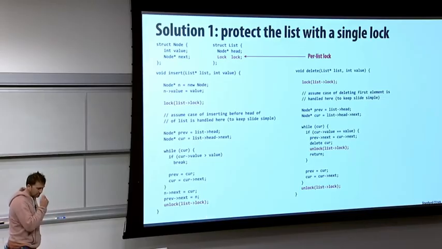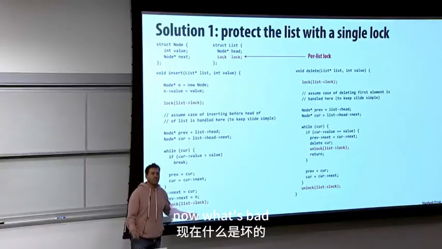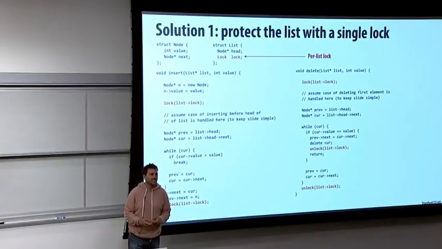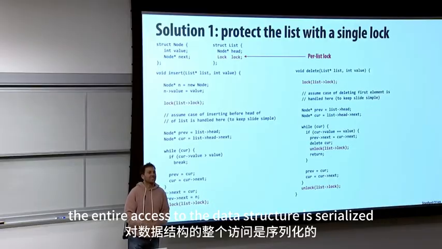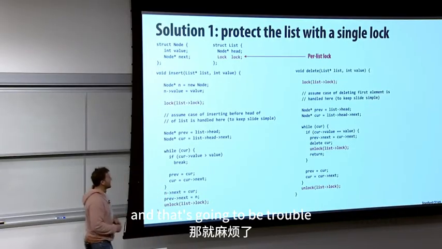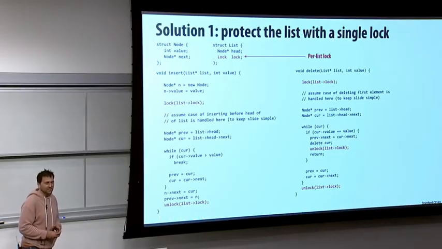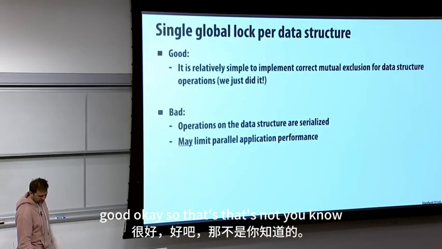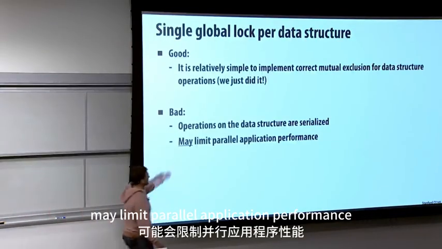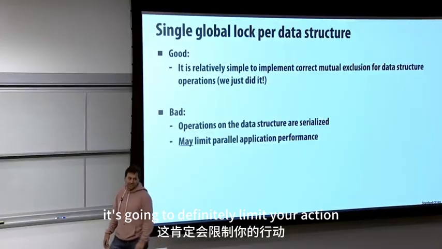Okay. So what's good and what's bad about this? What's good is clearly that it's correct now. What's bad? The entire access to the data structure is serialized at this point. And that's going to be trouble. Why even spawn these threads in the first place, right? Good. So that may limit parallel application performance. And if most of your performance was in the data structure, it's going to definitely limit it.